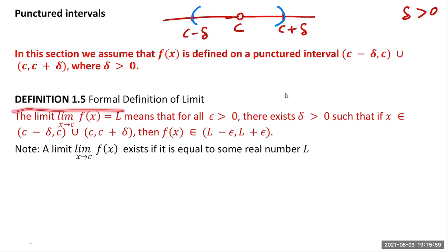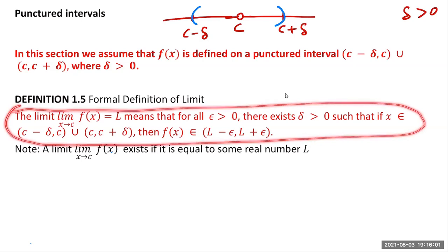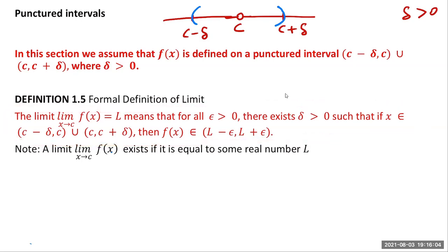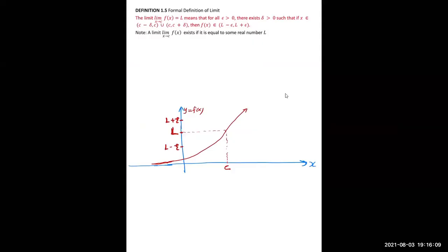If that limit exists as a real number, then we say that the limit exists. All right, let's try to understand this definition a little bit more. Again, we are going to use geometry to understand what this means. Okay, I'll copy the definition to the other side. Again, the statement is limit as x approaches C, f of x is equal to L means that for all epsilon greater than 0, there exists delta greater than 0, such that if you pick your x in this delta punctured interval, then your f of x has to fall in this interval, L minus epsilon, L plus epsilon.